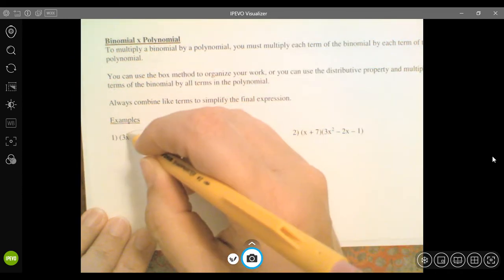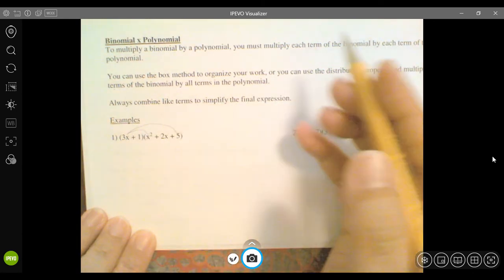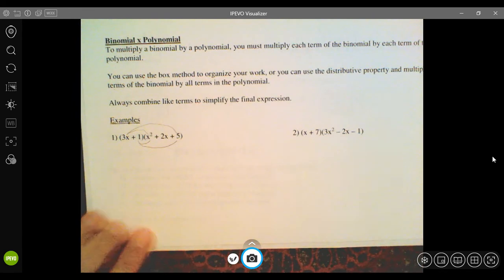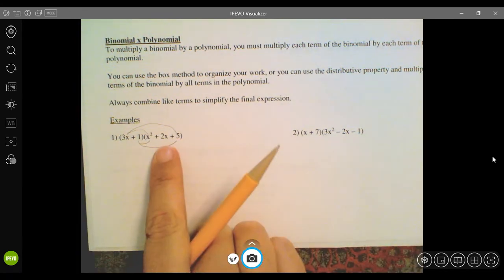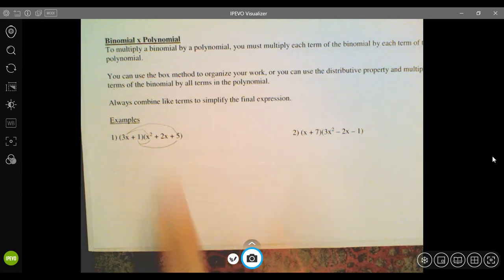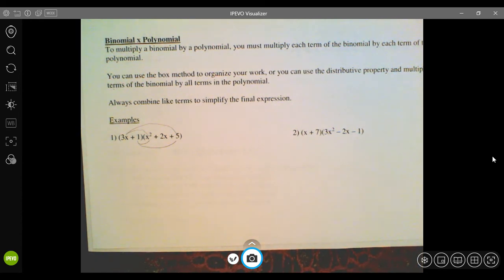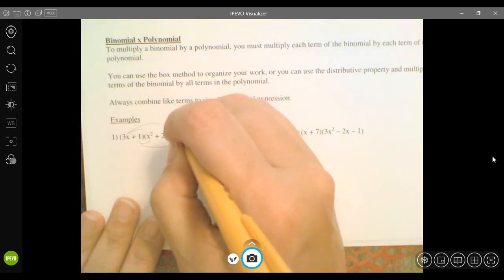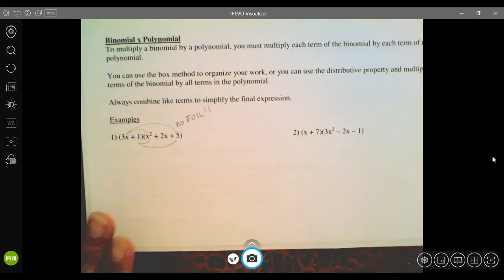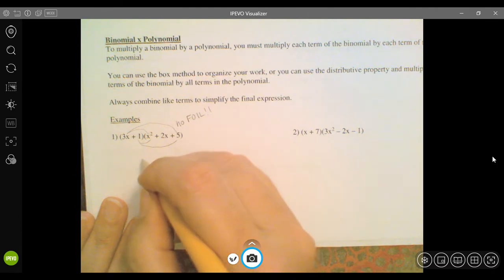First times first, outside times outside, inside times inside, last times last. What do you notice happened? 2x never got touched. We never multiplied it in this problem, and that's an issue. So no FOIL here. Okay, so I'm actually going to look at the box method.